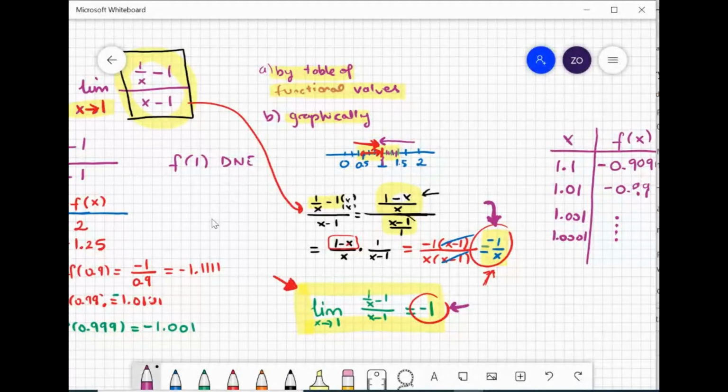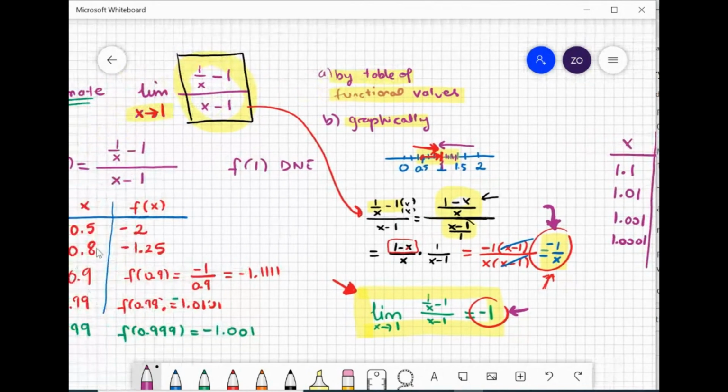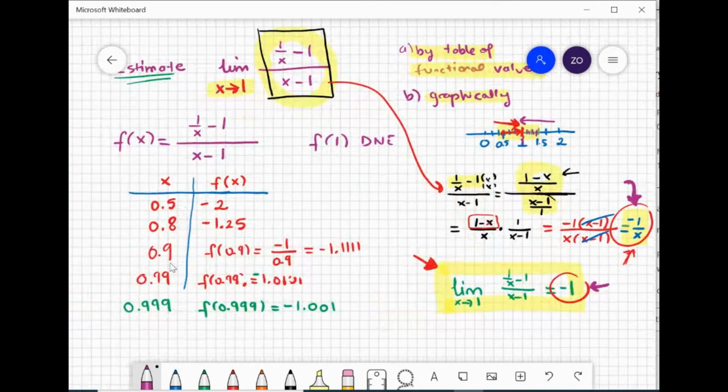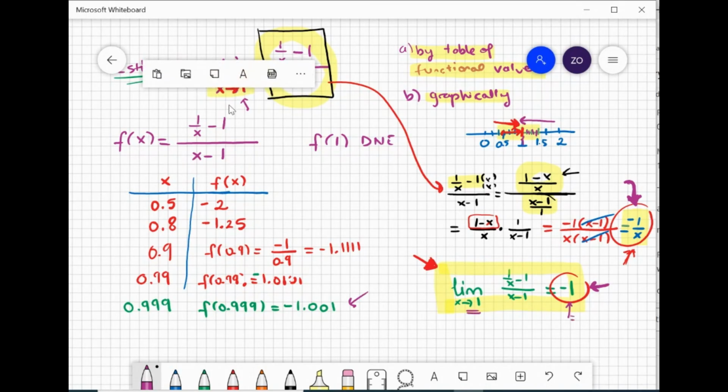Okay, any questions? So what we did in part A, we picked x values that are slightly larger or slightly smaller than 1, and we checked the pattern. As the x values get closer and closer to 1, the function values get closer and closer to negative 1. So then we can say the limit of this function at 1 is negative 1.